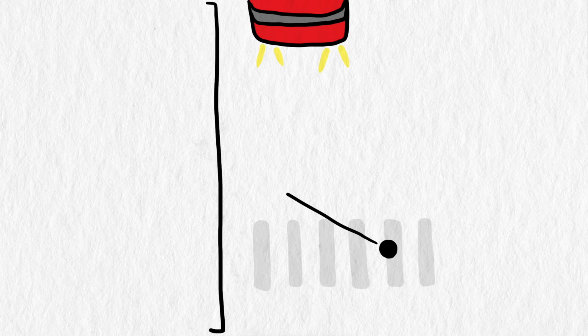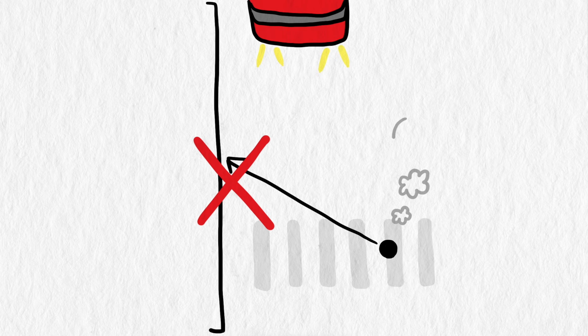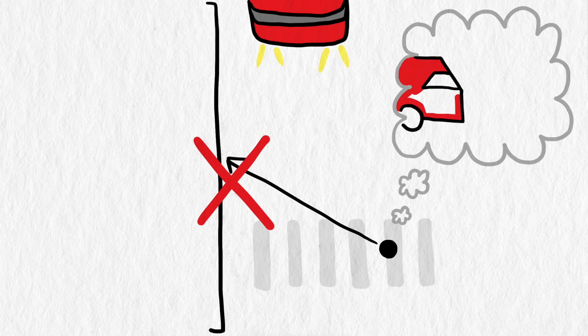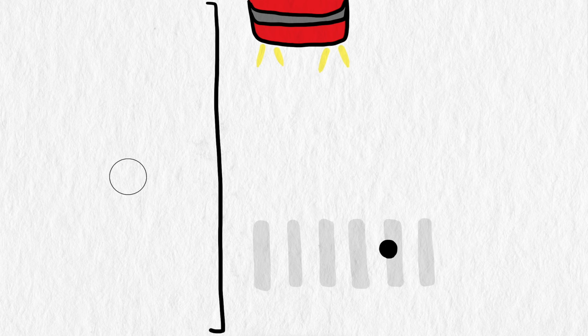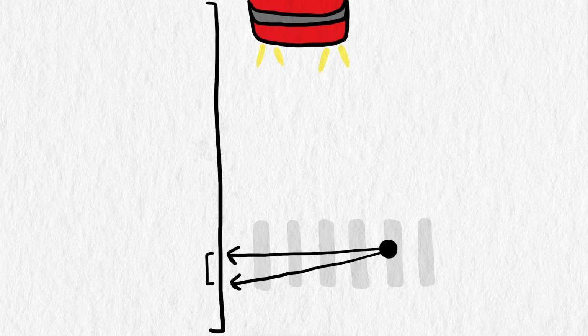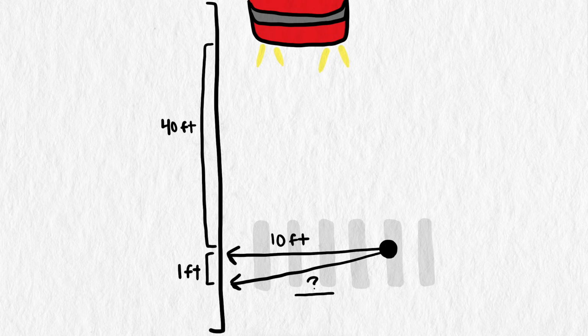Running towards the truck is obviously not a good choice. That increases her distance to the curb and decreases the truck's distance to her. So that'll be worse for Sarah. But perhaps running away from the truck a little might be safer for Sarah. Suppose instead of running perpendicular to the curb, she ran to a point 1 foot down the curb from perpendicular. This increases the truck's distance to Sarah, but also increases Sarah's distance to the curb.